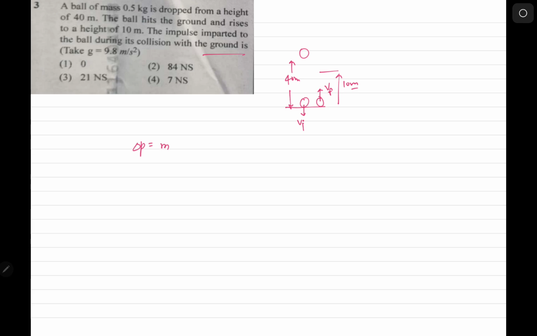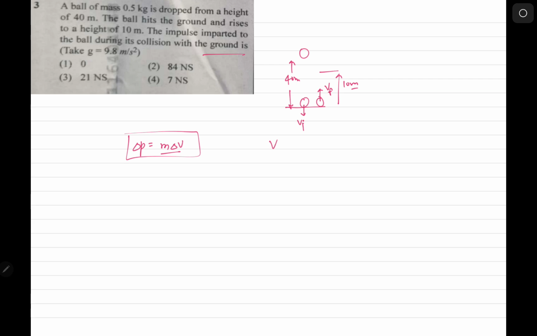So impulse is nothing but the change in momentum only. So m into delta v. And we apply the impulse formula only when we see that the contact time is very less. So here you can see the collision time is very less, so we can apply the impulse concept here. So what you need to find is the change in velocity.